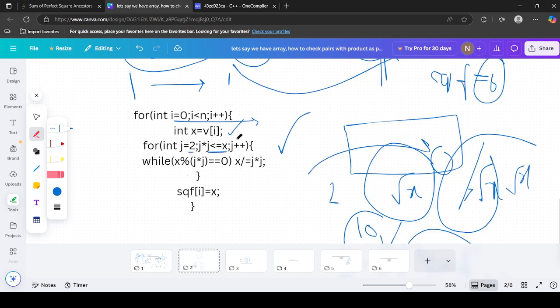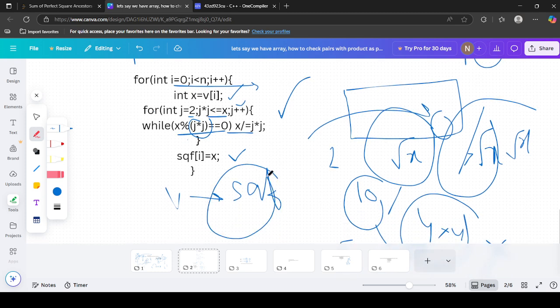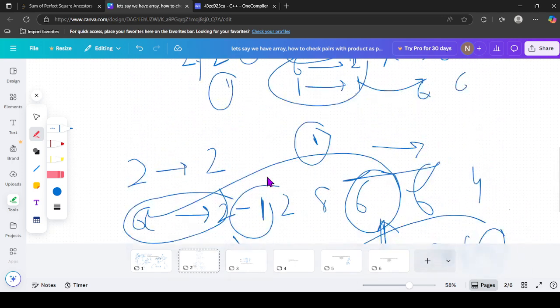So j from 2 to root of x, then find if the modulo of x by j into j is 0. If that is the case, then divide. And then loop through the whole range of values. And finally, make square free of I equal to x. So we are changing the given value to square free of I. So in future, anytime we want the value of I, we can simply access square free of I, because that is the ultimate square free value of that index.